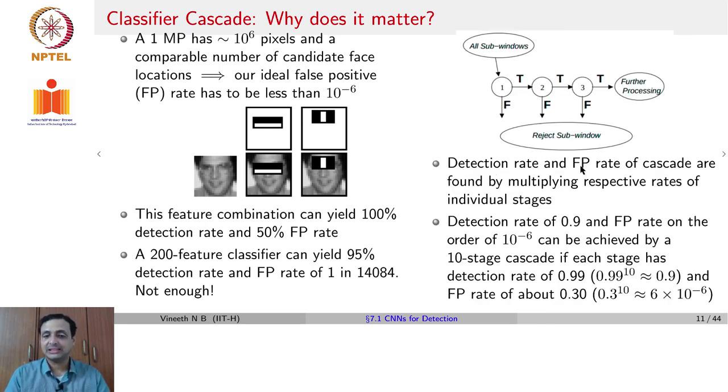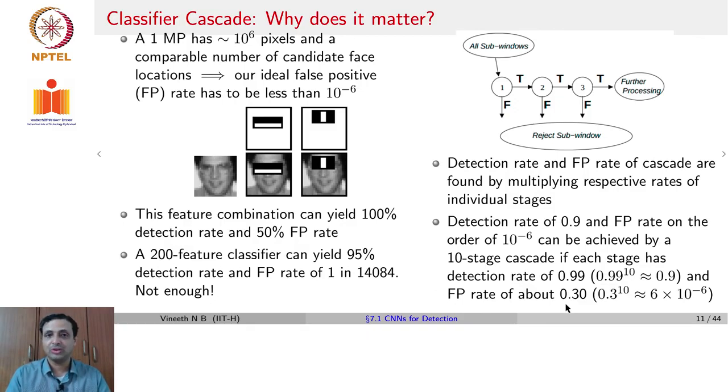So remember that when you have a cascade, the final detection rate and the false positive rate are found by multiplying the false positive rate and detection rate of each of these stages. So if each of these stages was, say, a 200 feature classifier, which means your capital T was 200, then you may have a detection rate of, say, approximately 0.9. You could then achieve a false positive rate of 10 power minus 6 across a 10 stage cascade if each stage had a detection rate of 0.99 and a false positive rate of 0.3.